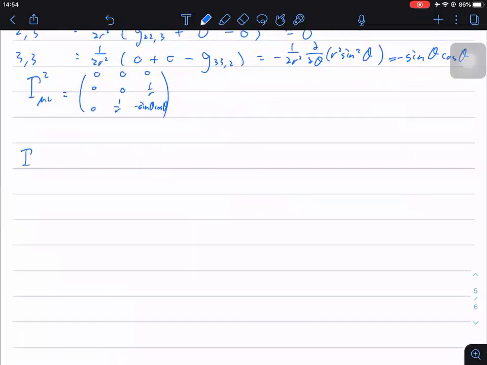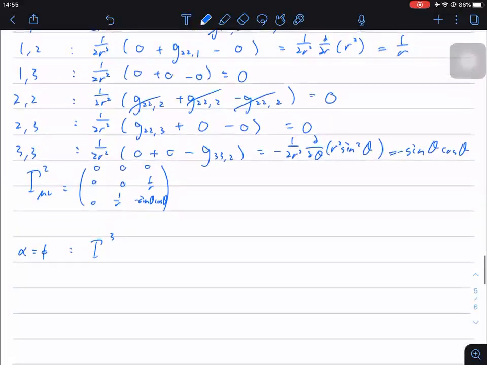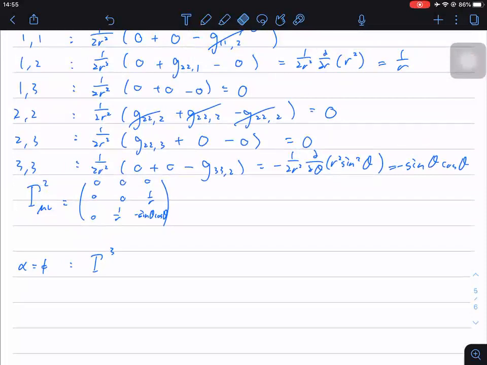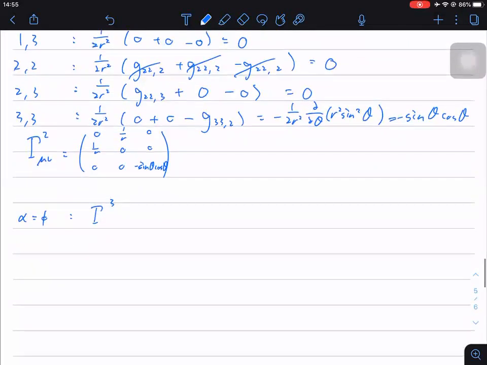For phi, okay, alpha to be phi. Misplaced. Yeah, you're right. It should be the 1, 2 term. Thanks. 1, 2, 1, 2. Okay. Thanks. Okay, finally, the final component we are missing.